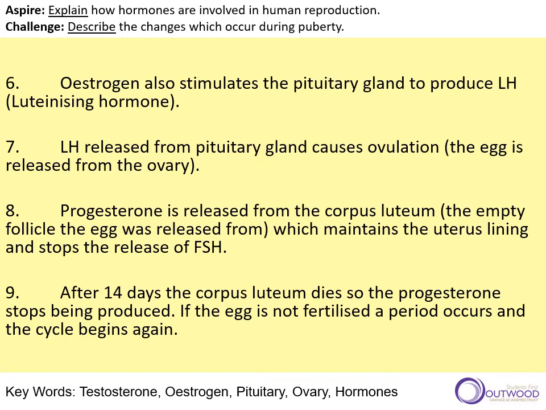After 14 days, the corpus luteum dies. Okay, so it just goes. So the progesterone stops being produced. If the egg is not fertilized, a period occurs and the cycle begins again. Okay, so that's after 14 days. The empty follicle the egg was released from completely disappears, so therefore no more progesterone is being produced.